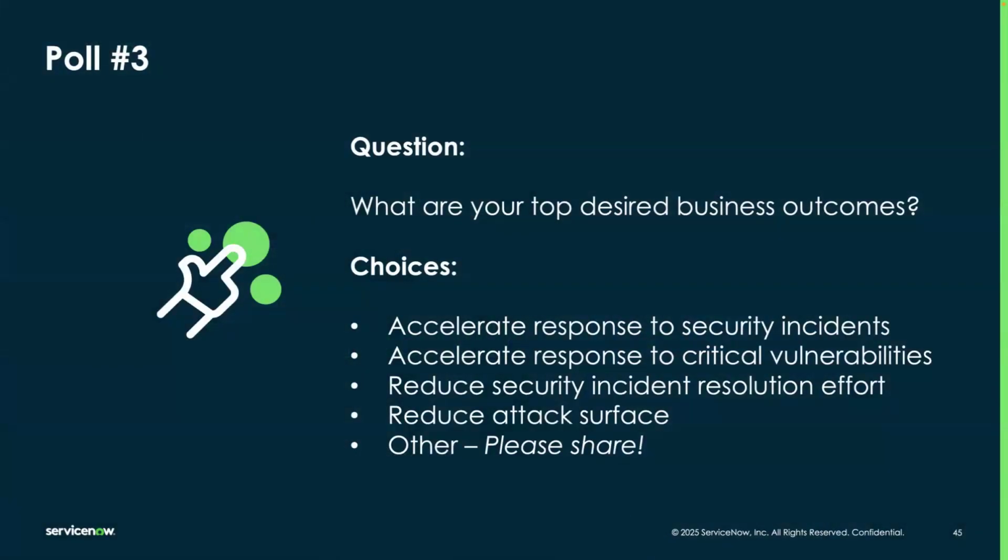And so, as with the other sections, we will start off with a quick poll. And in this poll, we're looking at what are your top desired business outcomes? So, there's just a few of them listed here. Accelerating response to security incidents, accelerating response to critical vulnerabilities. Those are just examples. Maybe it's reducing your security incident resolution effort, maybe reducing your attack surface. Whatever it might be, let's hear from you.